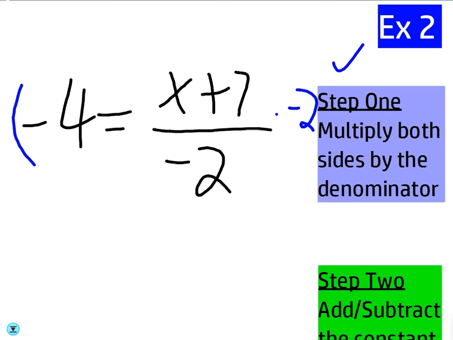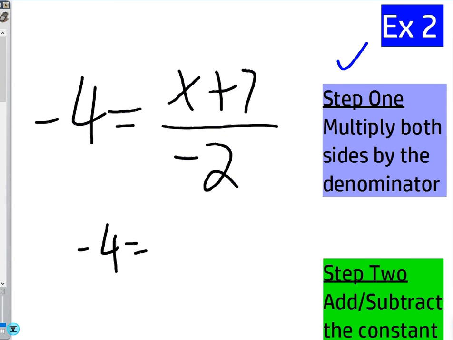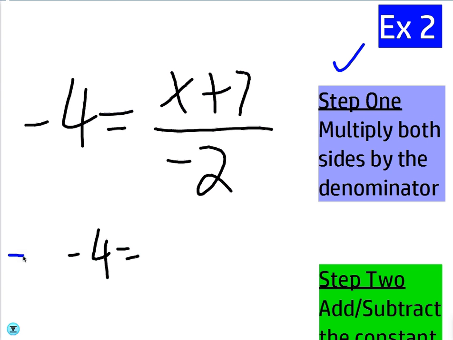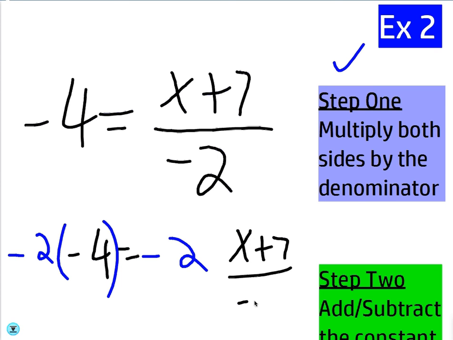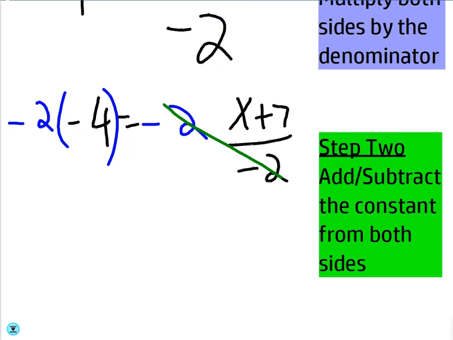I'm running out of room here, so I'm going to have to rewrite it. I hate when I have to do that. Okay, so we're going to multiply the left side by -2, multiply the right side by -2, and they will cancel on the right side. All right, so a negative times negative is a positive, so it's positive 8 equals x plus 7.